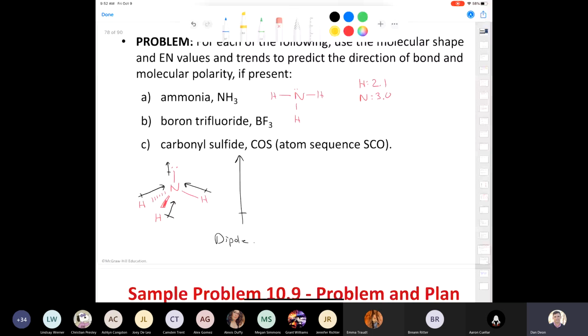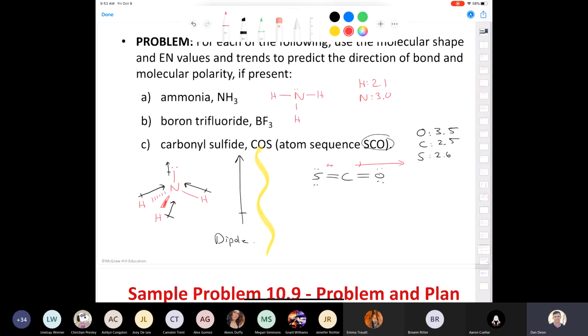Here's the order of the atoms. It looks like this: carbon, oxygen, sulfur. Oxygen and sulfur are in the same period. Now, in terms of electronegativity, oxygen has an electronegativity of 3.5, carbon has an electronegativity of 2.5, and sulfur has an electronegativity of 6. And so the dipole going in this direction is going to be much bigger than the little tiny dipole going in that direction.